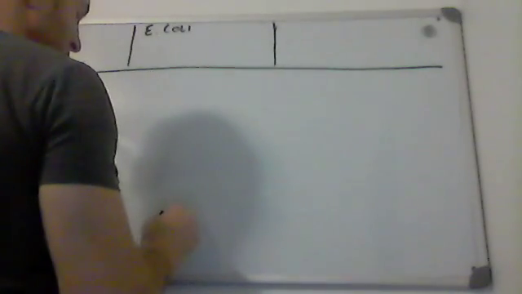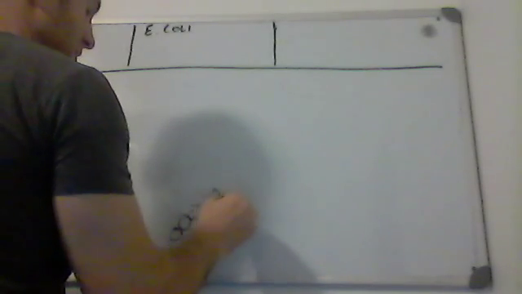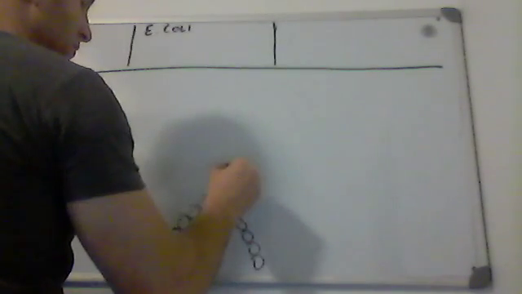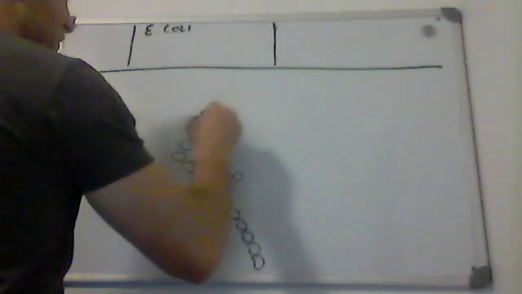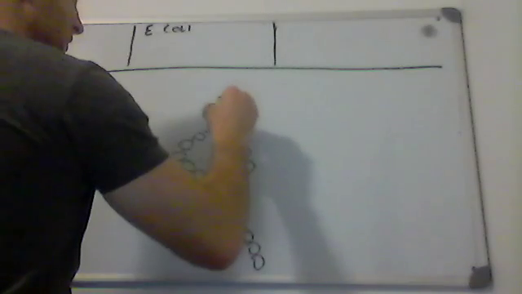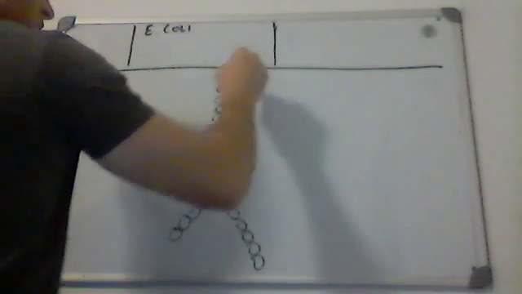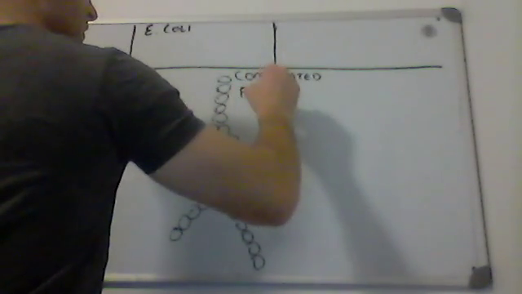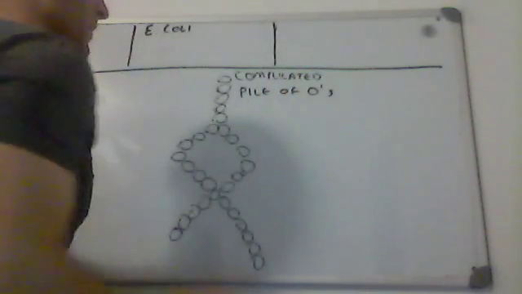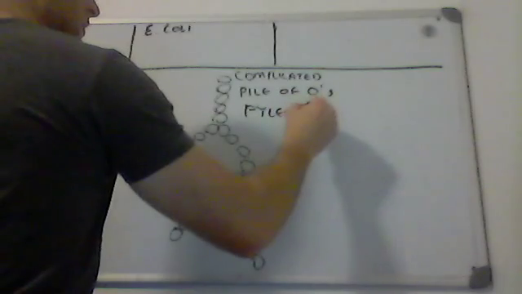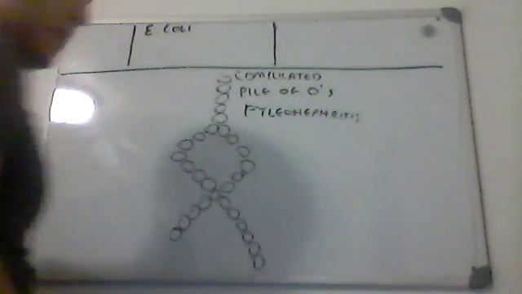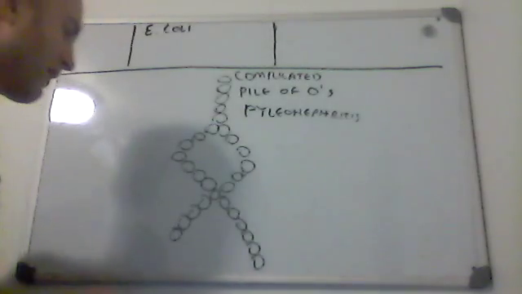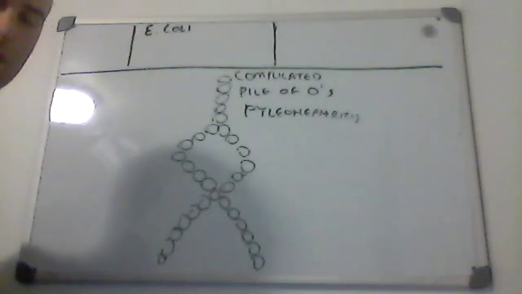And let's draw a complicated pile of O's. This complicated pile of O's is going to be some kind of really dynamic structure of O's. That looks complicated, doesn't it? Yeah, it's beautiful, very complicated. So this is a complicated pile of O's. Okay, so pyelonephritis. So complicated pyelonephritis, complicated pile of O's. Yeah, very complicated.